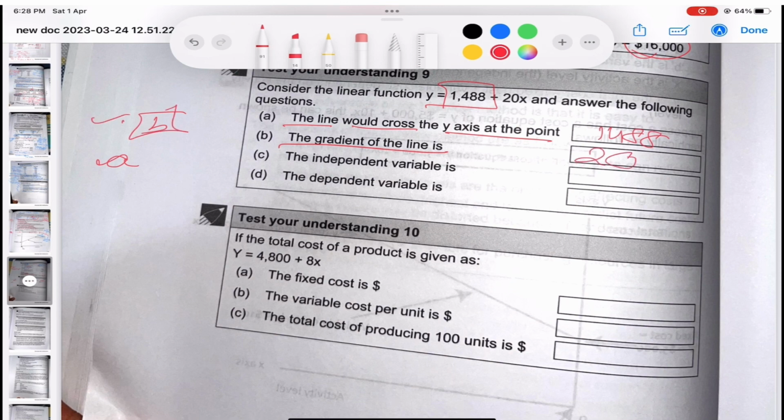Now what is the independent variable? The independent variable is, after the 20, whatever is written, you know that it is x, the total activity. And the dependent variable is the total cost, which is y. You just have to keep these four things in your mind.